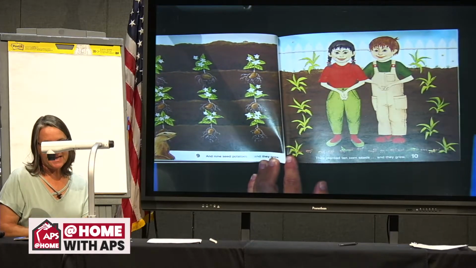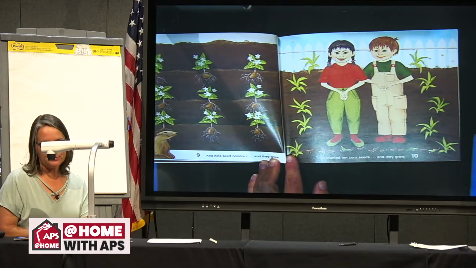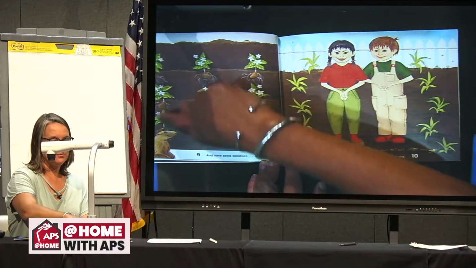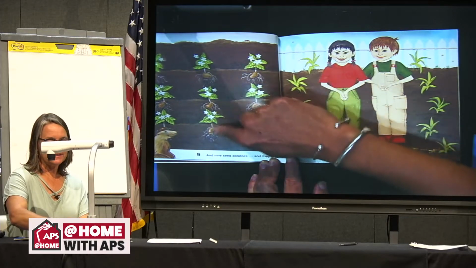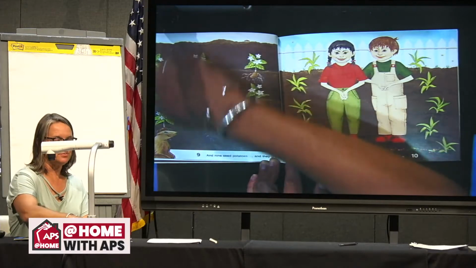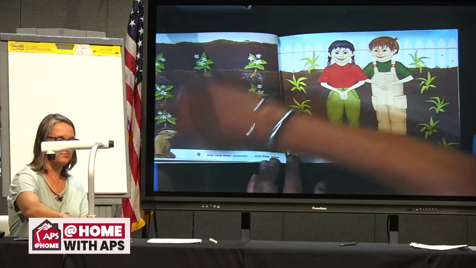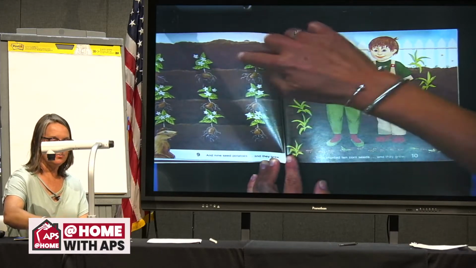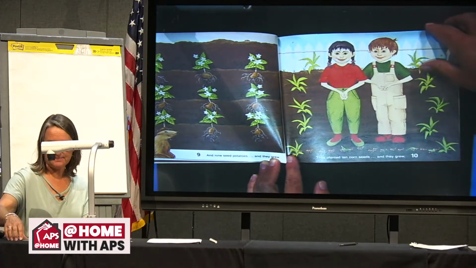And 9 seed potatoes. And they grew. 1, 2, 3, 4, 5, 6, 7, 8, 9. And from our potatoes, we can see that 9 is also 3 plus 3 plus 3, isn't it?